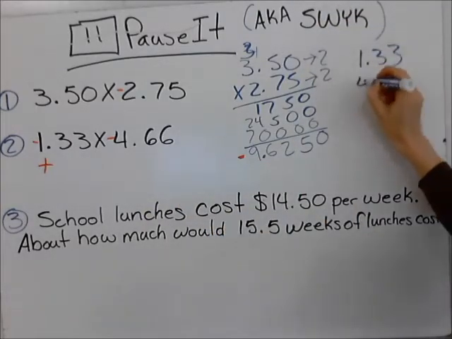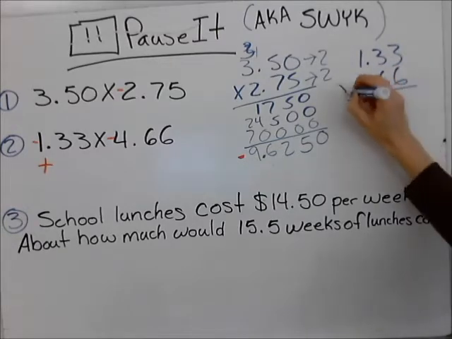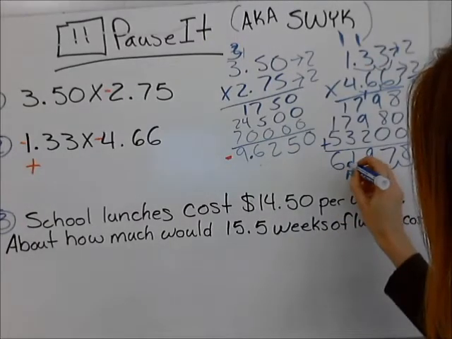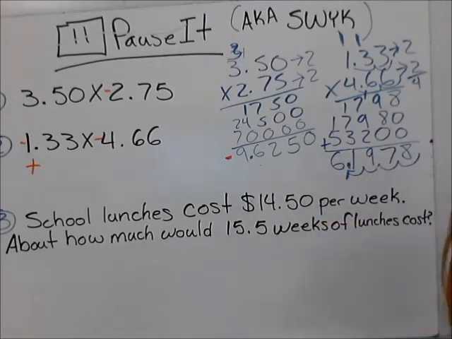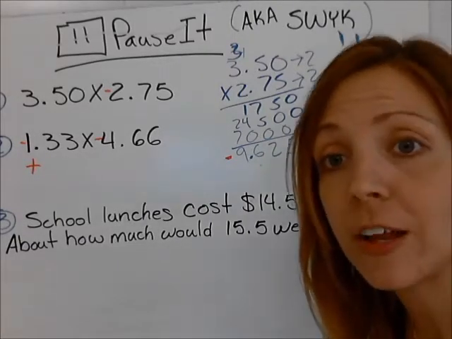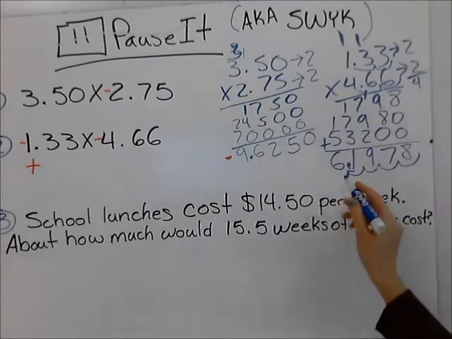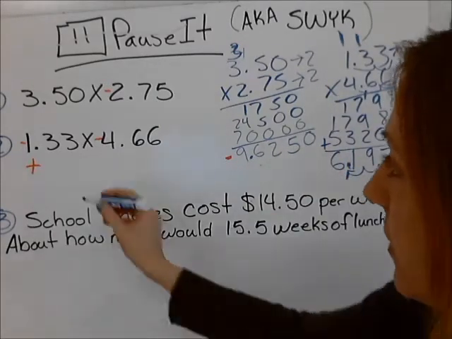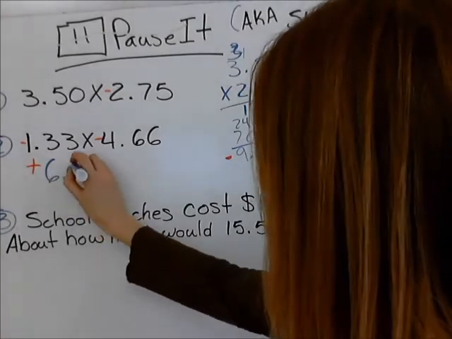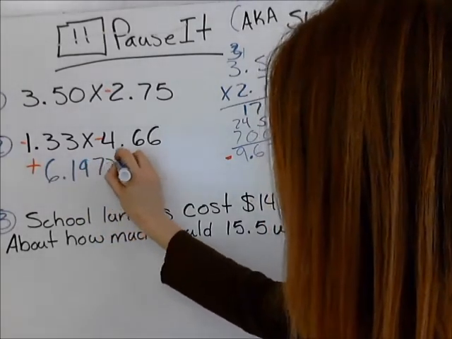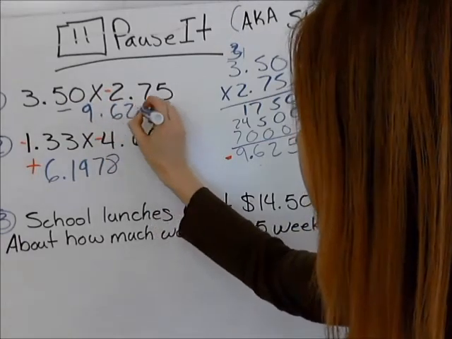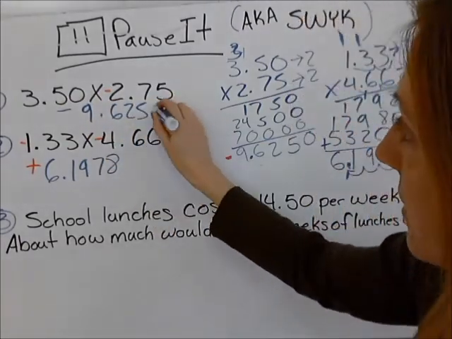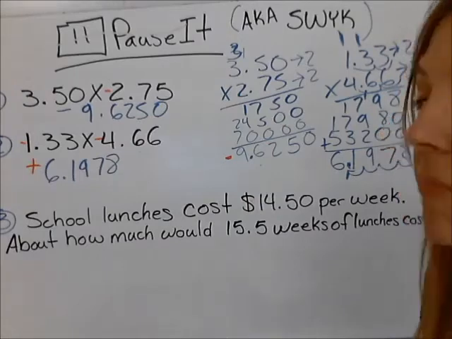So 6 and 1,978 10,000ths. And it's positive. So I'm going to go ahead and plug that in. 6.1978. And here it was a negative 9.625. I can add that 0 on the end, or I could leave it off.